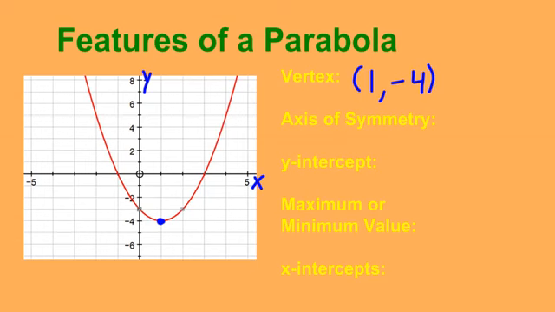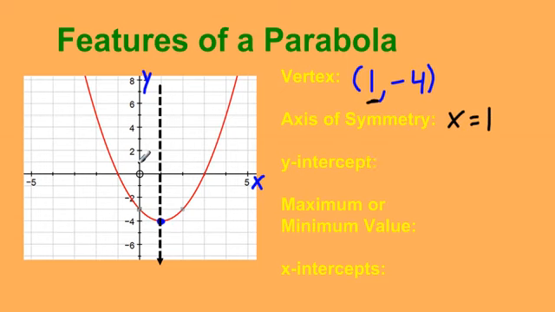Axis of symmetry. This is the line that's going to cut your parabola right in half. So there's my axis of symmetry. And it's going to look like x equals a value. Now I know this is at the 1, so it's x equals 1. And as you can see, it's actually our x-coordinate of the vertex. So x equals 1.